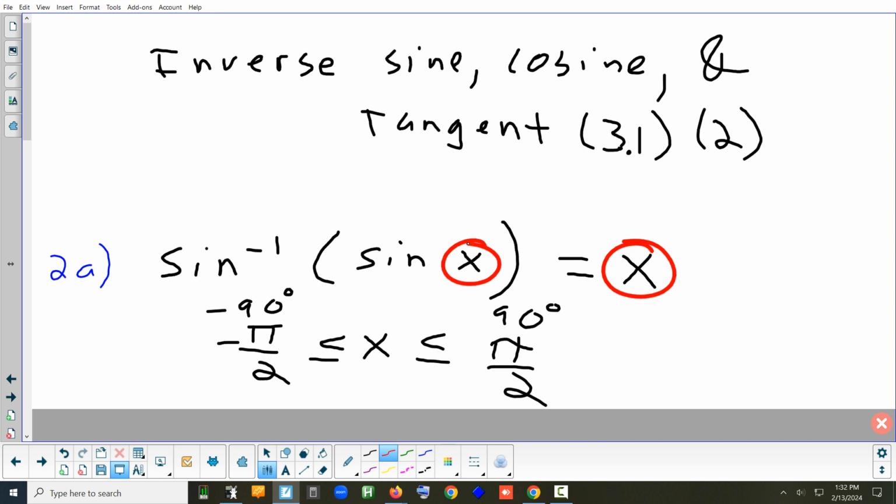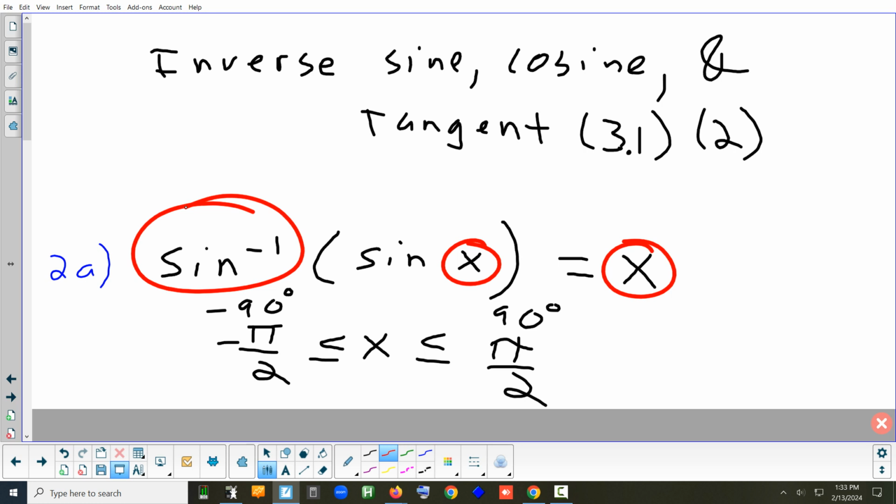Okay, you go bigger than 90, smaller than negative 90, doesn't work. Because the calculator is programmed to always give you an answer between negative 90 and 90 when you do inverse sine. Always. Can't give you an answer outside of that.